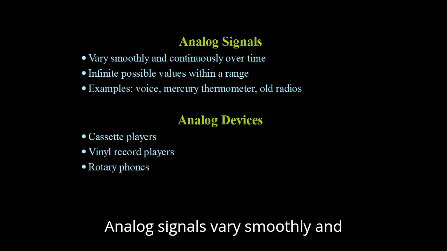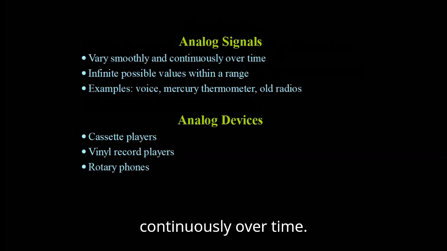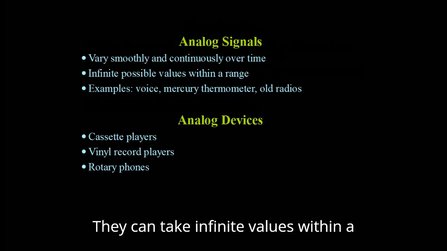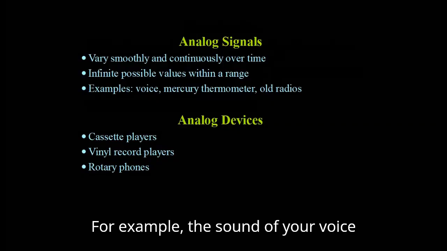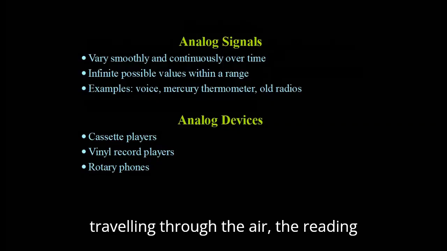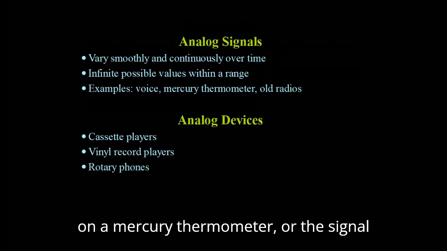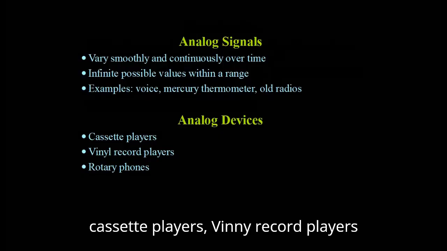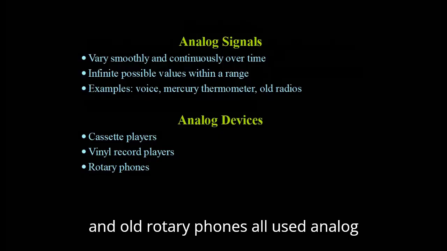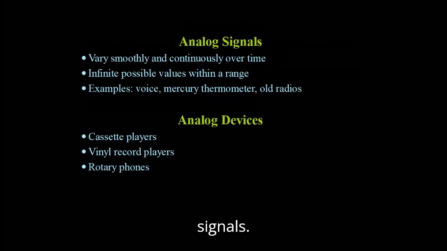Analog signals vary smoothly and continuously over time. They can take infinite values within a range. For example, the sound of your voice traveling through the air, the reading on a mercury thermometer, or the signal in an old radio. These all are analog. Devices like cassette players, vinyl record players, and old rotary phones all used analog signals.